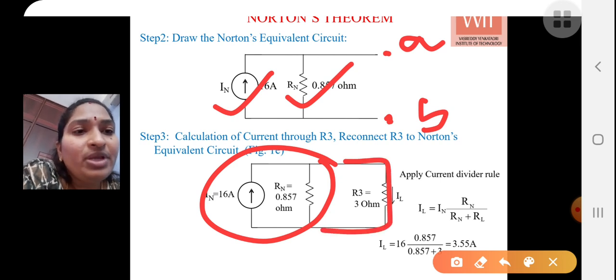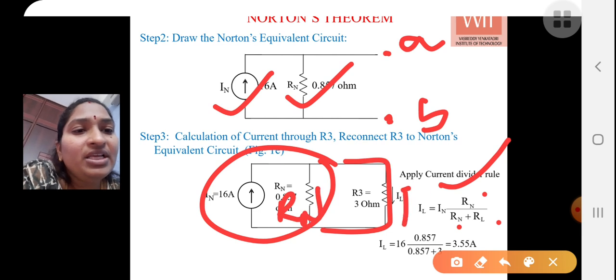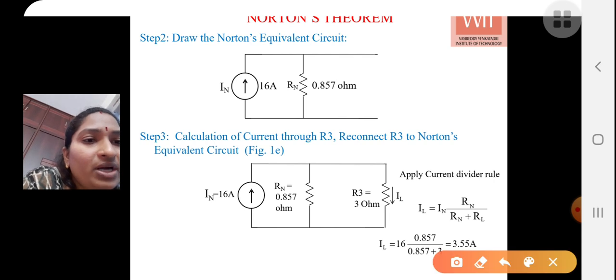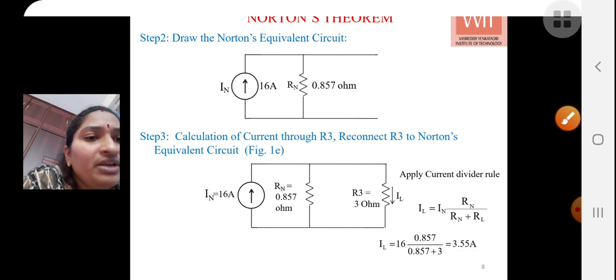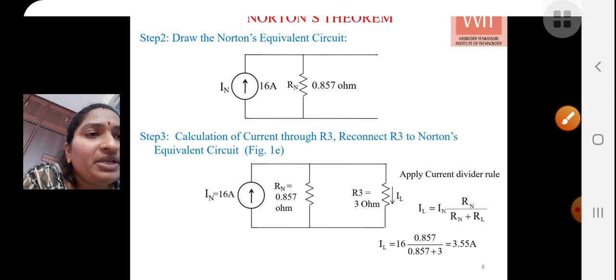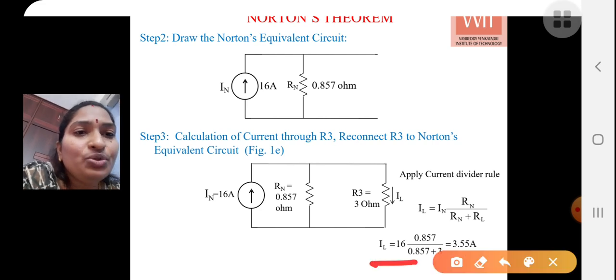Now it seems to be a parallel circuit, as we have already discussed. In order to find the current flowing through any one of the parallel branches, we use this formula: total current into other branch resistance by the sum of the resistances. Here the other branch resistance is RN, and in the branch RL we are going to find the current. So here we got IL as 16 into 0.857 by 0.857 plus 3. So finally I got the load current as 3.55. So in this way we can apply Norton's theorem to any network.